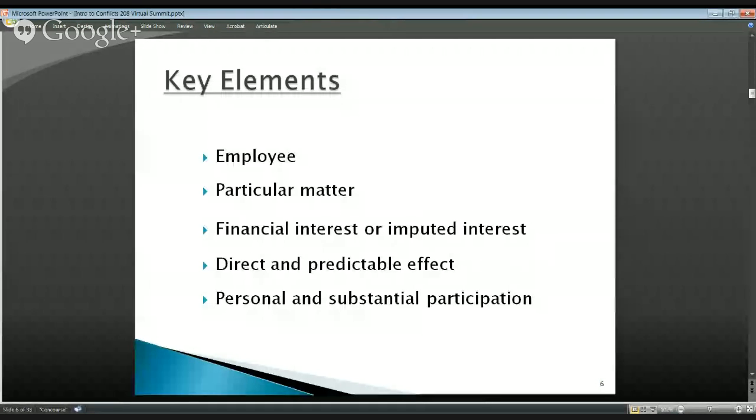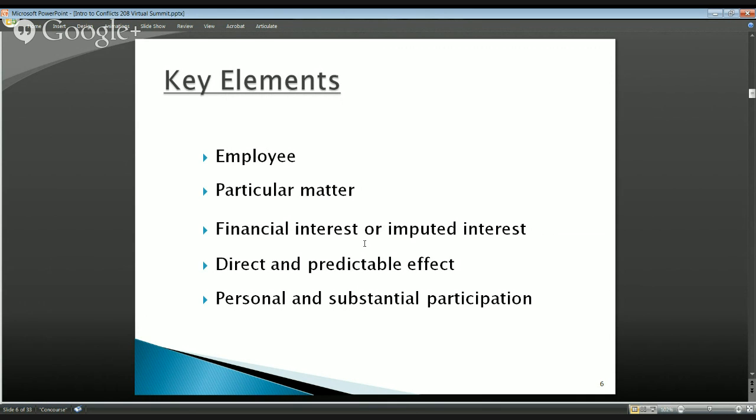So here you'll see a list of the key elements of 18 U.S.C. Section 208. We have employee, so this is the people to whom this statute applies. We also have particular matter, which is going to talk about what kinds of government work would be applicable to 208. Also known as the hard part. Yes. We have financial interest and imputed financial interests, which are more straightforward but can be fairly complex in some circumstances.